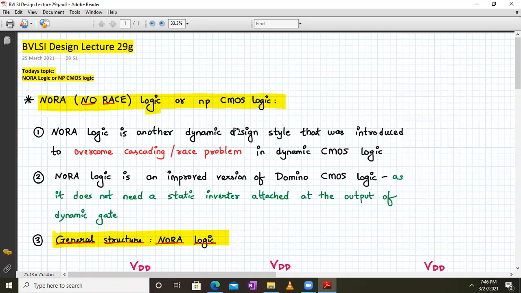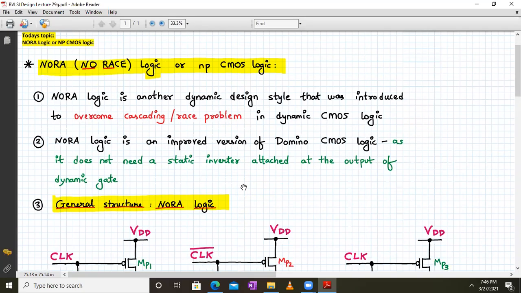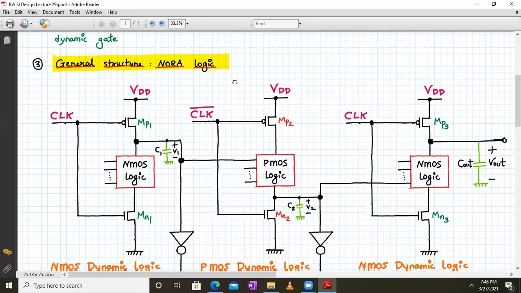Today's topic will be NORA logic or NP CMOS logic. Basically, NORA logic was introduced to overcome the cascading problem or the race condition observed in the dynamic CMOS logic. It's an improved version of your domino CMOS logic, and it will not require a static inverter attached at the output of the dynamic gate. So let us check its general structure.